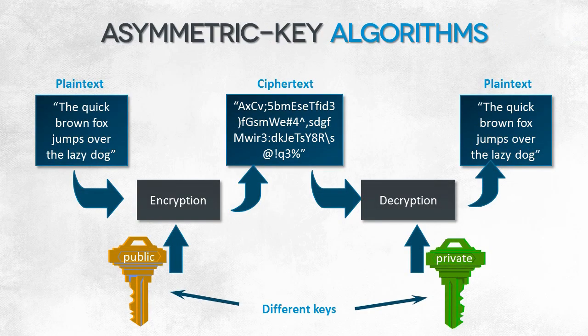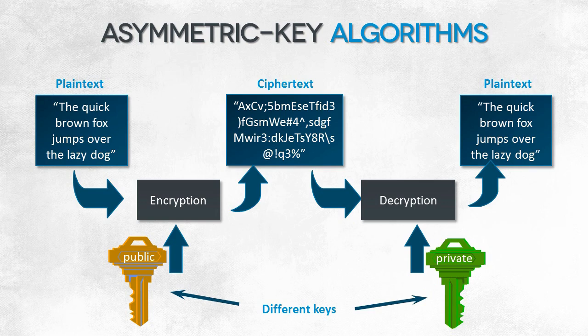Let's now examine public key asymmetric algorithms. Let's start with their operation scheme. There's the plaintext that will be encrypted using a key. This time, the key used for encryption will be called the public key. The output of this operation is the ciphertext.